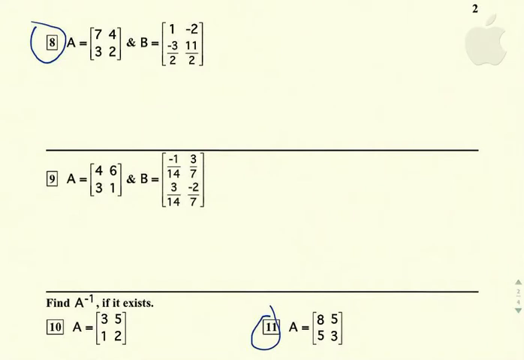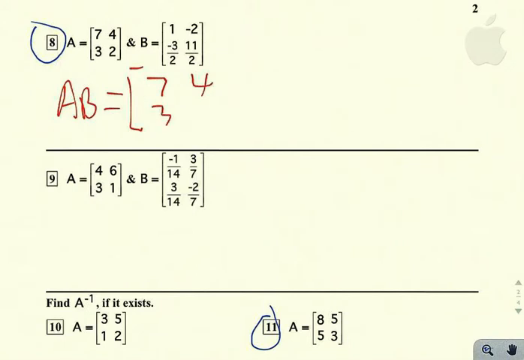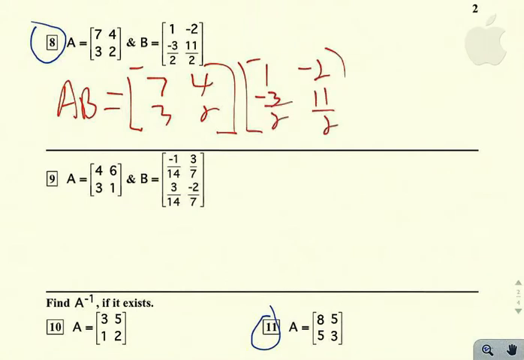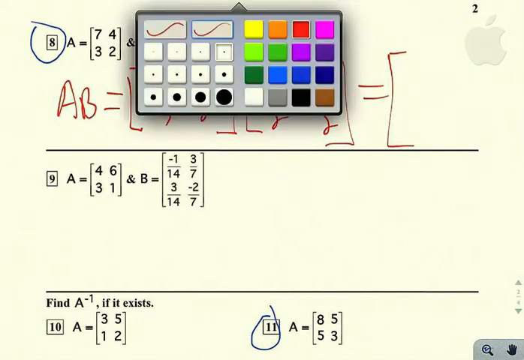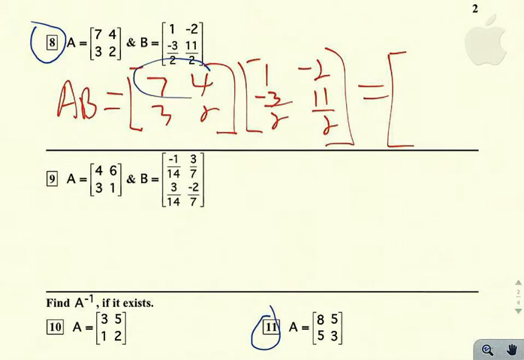Number 8 is done the same way. We got to check AB and then BA. Let's check AB. Okay, first row, first column. First numbers are 7, second numbers are minus 6, add them, you get 1. Looks good so far.